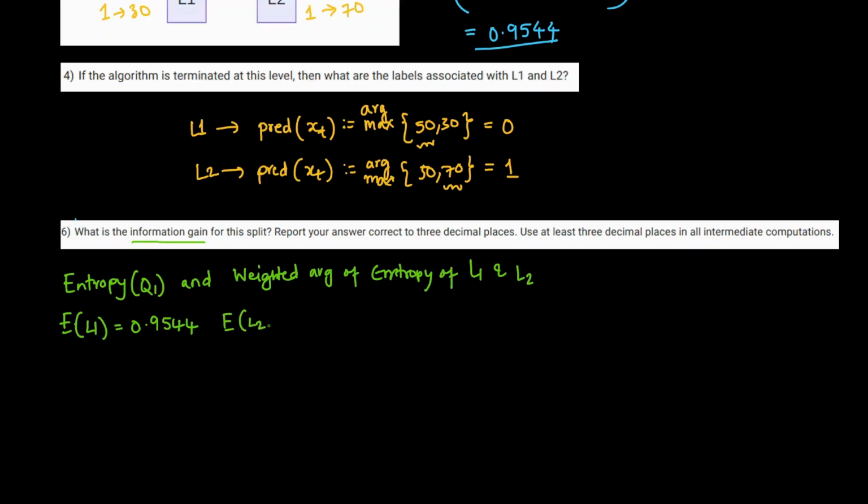Similarly, we can obtain the entropy of L2, which will be nothing but 5 by 12 into log of 5 by 12. Again, for all logs, we are using log base 2, okay? Plus 7 by 12 log of 7 by 12, right? Now this on computation will give 0.9798, right?